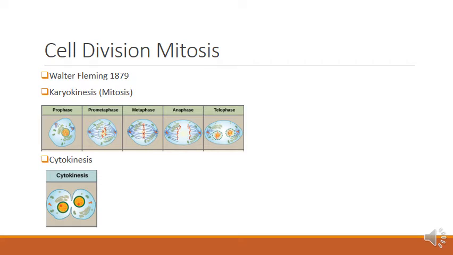Mitotic cell division was first described by Walter Flemming in 1879. It consists of two interrelated processes: mitosis, the division of the nucleus, the term referring to the thread-like appearance of the chromosomes, and the second is cytokinesis, the division of the cytoplasm and other non-nuclear components of the cell.